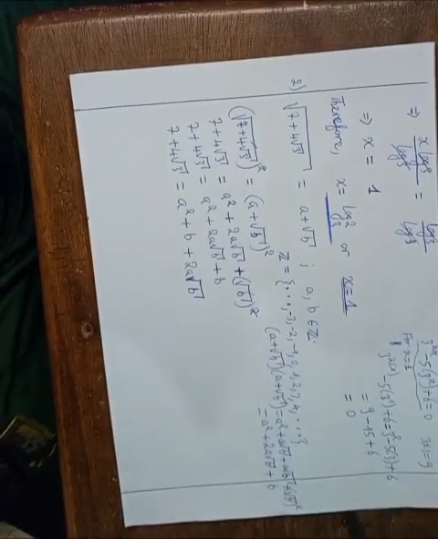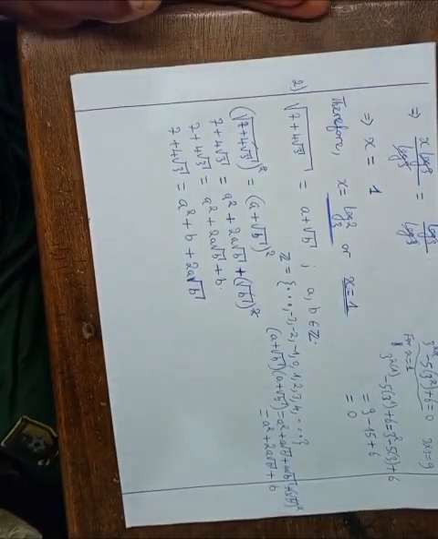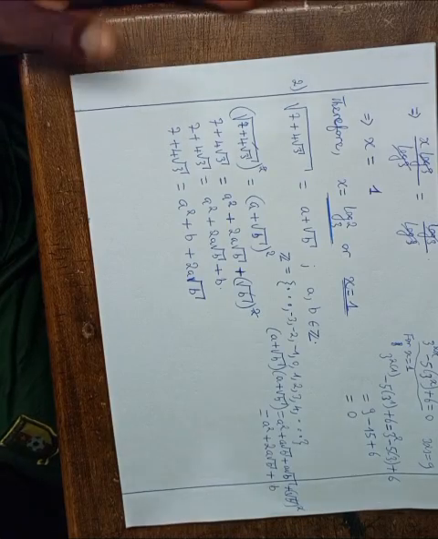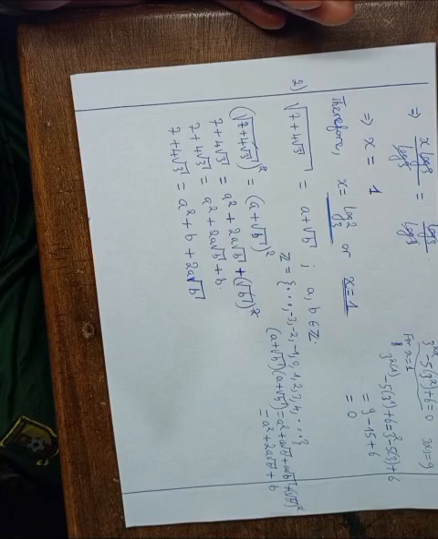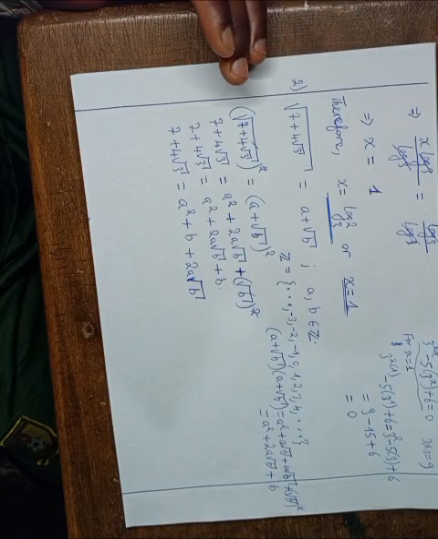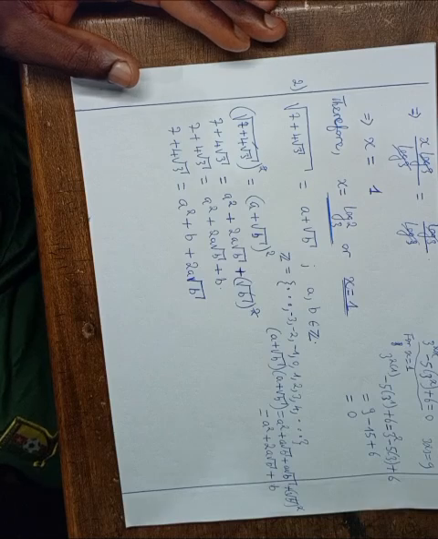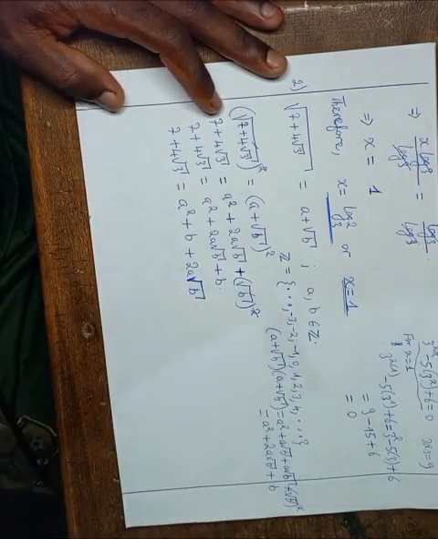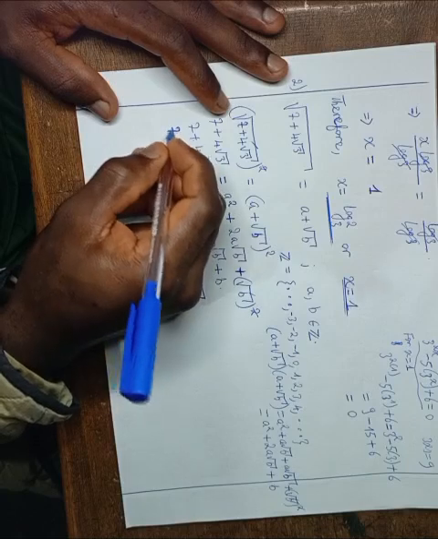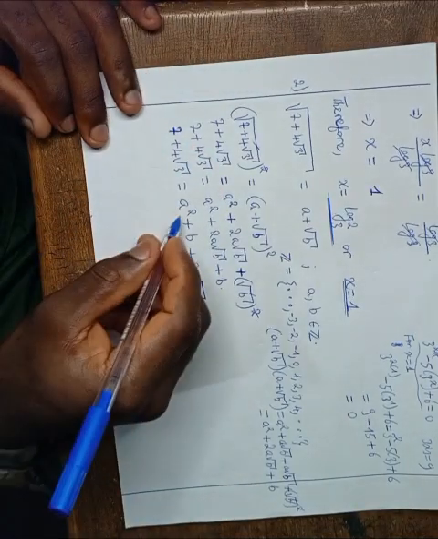Next step, we are going to equate the rational part of the left hand side to the rational part of the right hand side. We are going to equate the irrational part of the left hand side to the irrational part of the right hand side. Let's equate them.